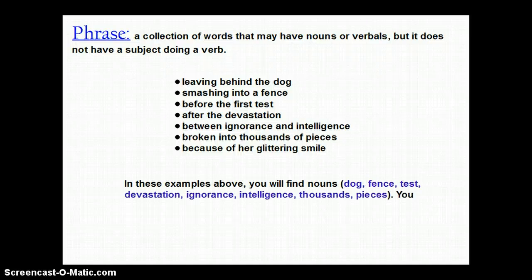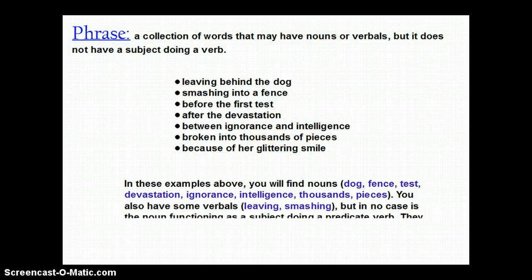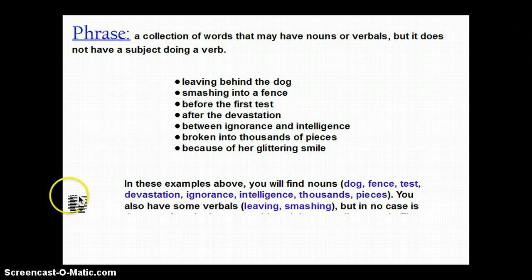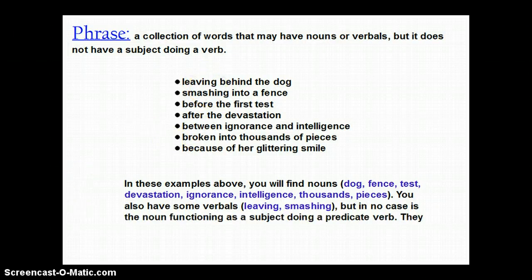So in these, you find nouns: dog, fence, test. Devastation's a noun. Ignorance and intelligence are nouns. Thousands and pieces are nouns. And you also have verbs or verbals: leaving, smashing. But in no case in here do you have a subject doing a verb. Okay, so these are just phrases. They can't stand by themselves. They need something else to make them complete.